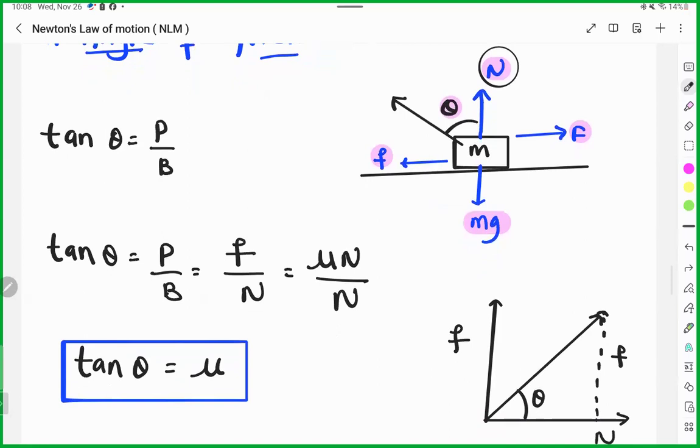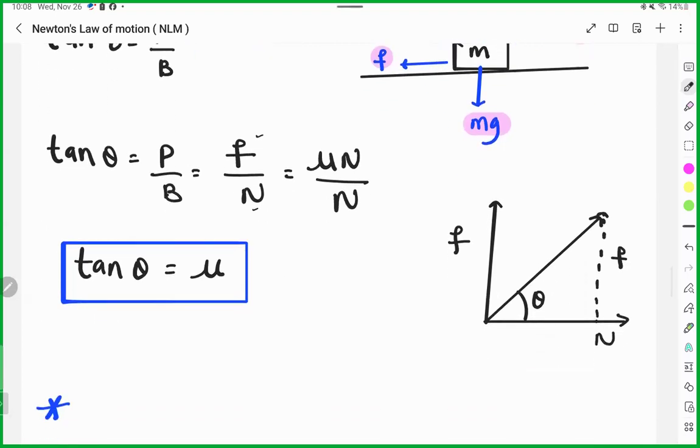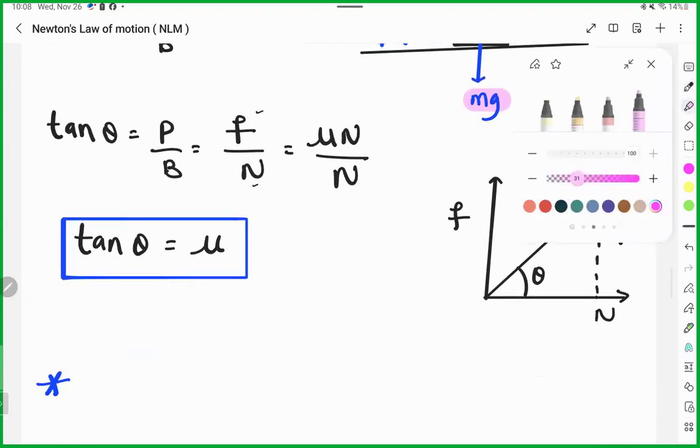If you calculate tan theta here, you know tan theta is equal to perpendicular by base. And if you take this, parallel to this will be perpendicular and it will be equal to friction. And this is base, this is normal. So perpendicular is friction, base is normal, friction value is mu N, N cancels. So what will be the value of mu? Tan theta.